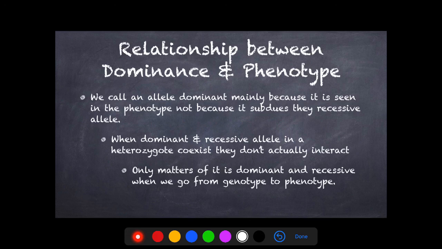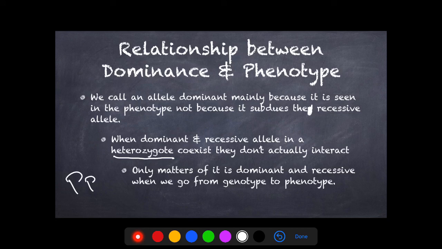Okay, so let's talk about the relationship between dominance and phenotype. We call an allele dominant because it is seen in the phenotype, not because it subdues the recessive allele. So we're not saying it's dominant because it powers over the recessive allele, but because that's what shows up in the physical appearance of the offspring.